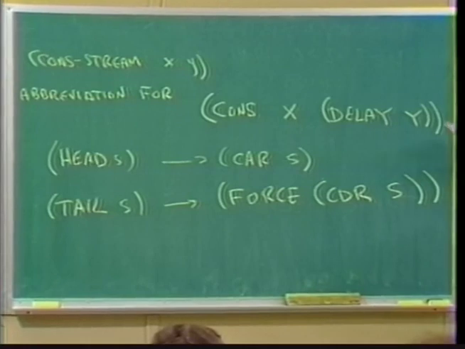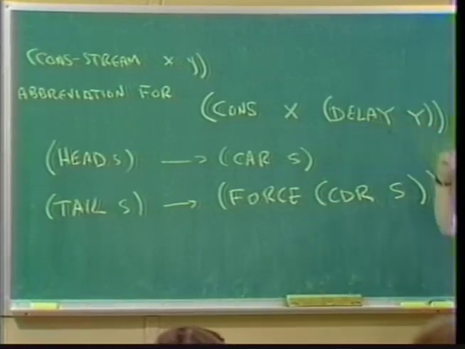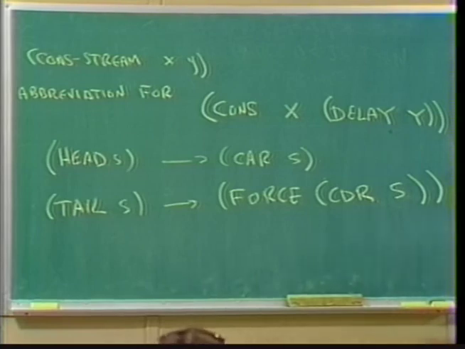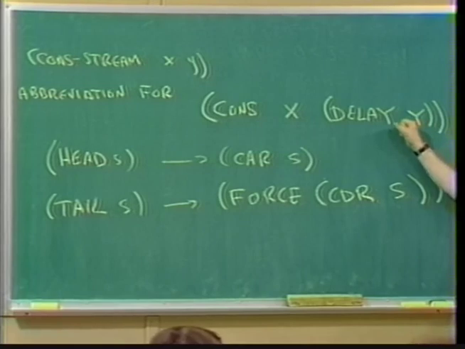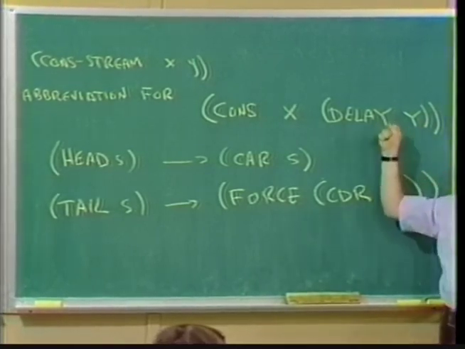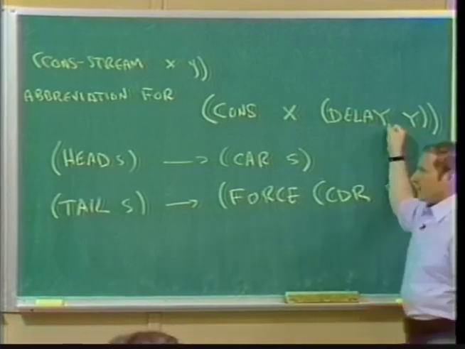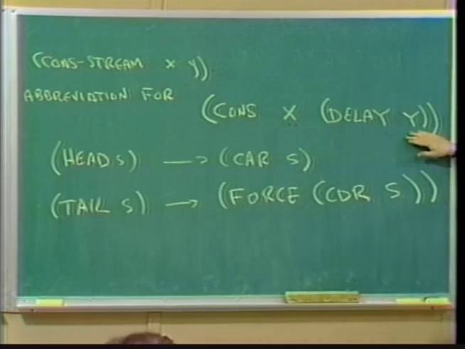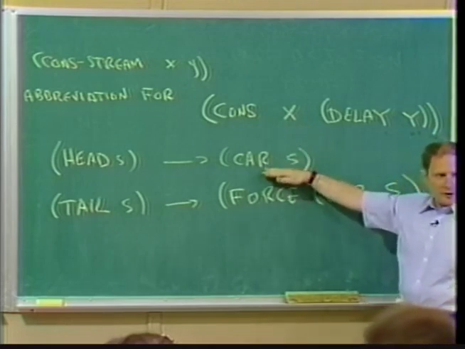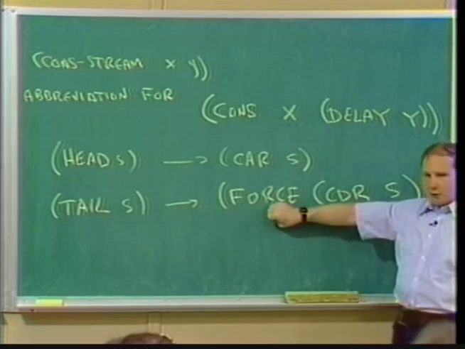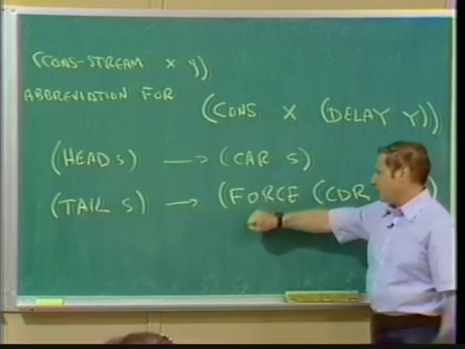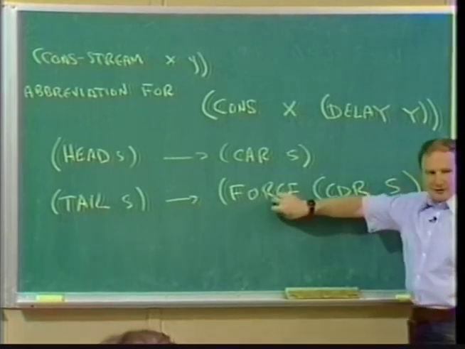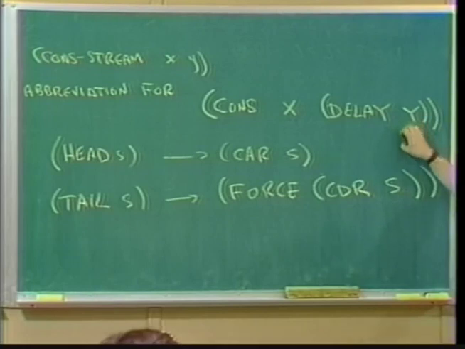Now let me explain this. Delay is a special magic thing. What delay does is take an expression and produce a promise to compute that expression when you ask for it. It doesn't do any computation here. It just gives you a rain check. It produces a promise. And cons-stream says, I'm going to put together in a pair x and a promise to compute y. Now, if I want the head, that's just the car that I put in the pair. And the key is that the tail is force, which calls in that promise, namely computes that thing. That's what cons-stream, head and tail really are.